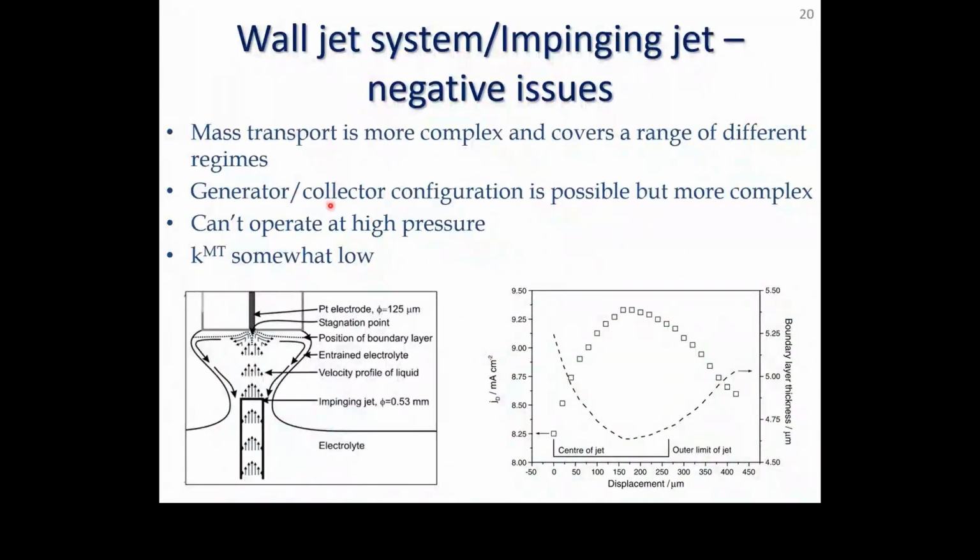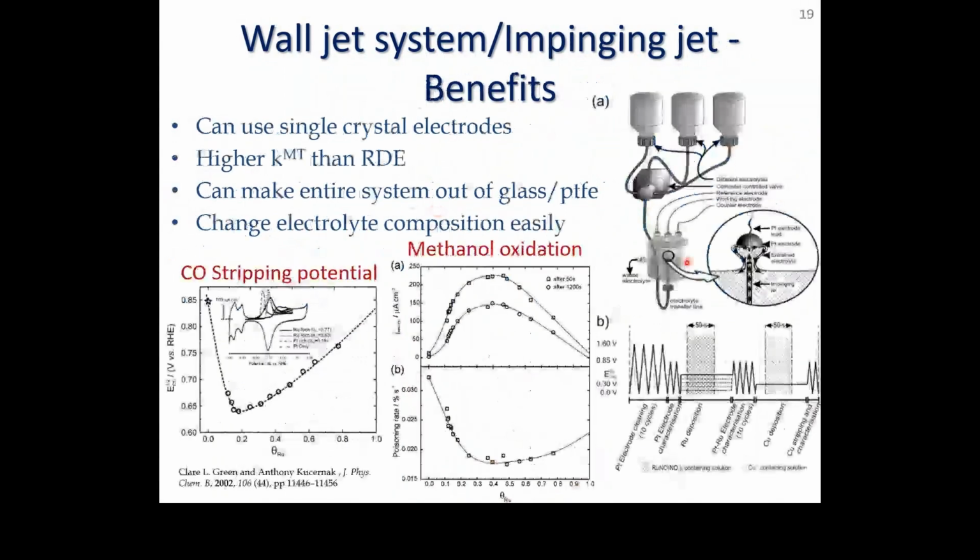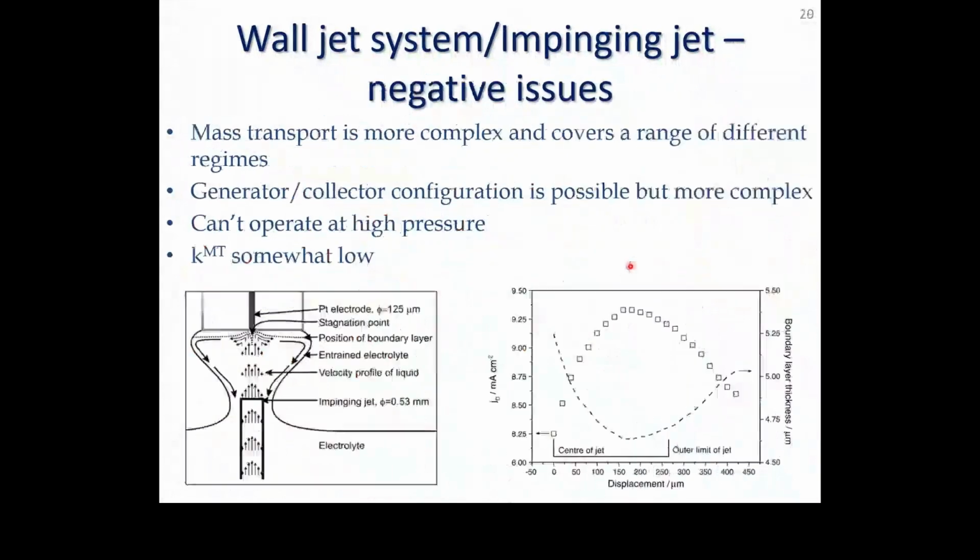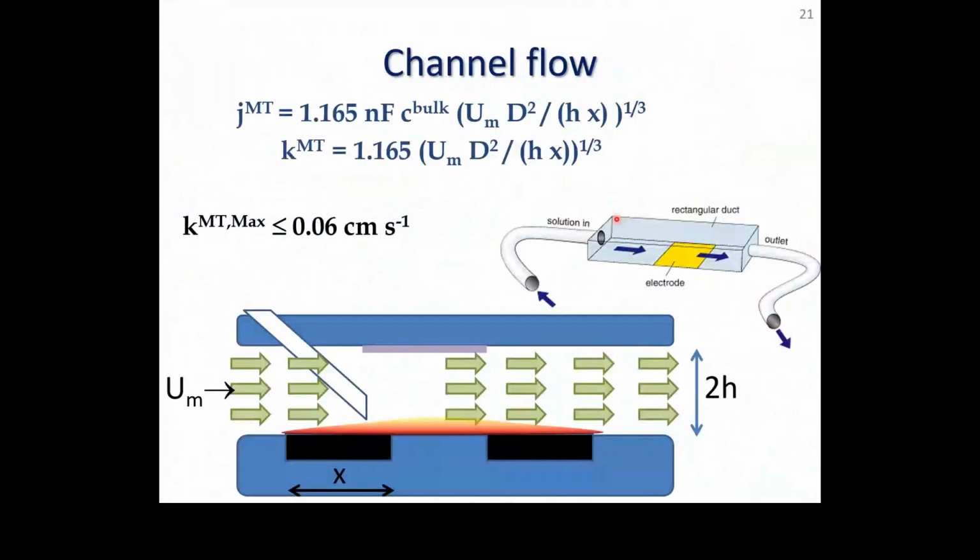Actually, that's what I did want to mention, is that the generator-collector configuration in this system is also possible, but it's much more complex than, for instance, a rotating disc electrode. And typically these sorts of systems you have to build yourself, because there aren't many commercially available systems of this sort. Next approach is the channel flow system.